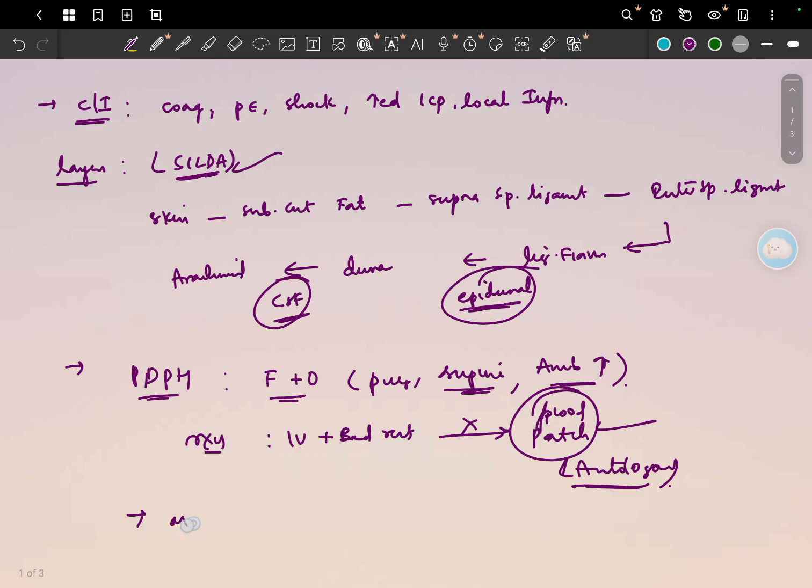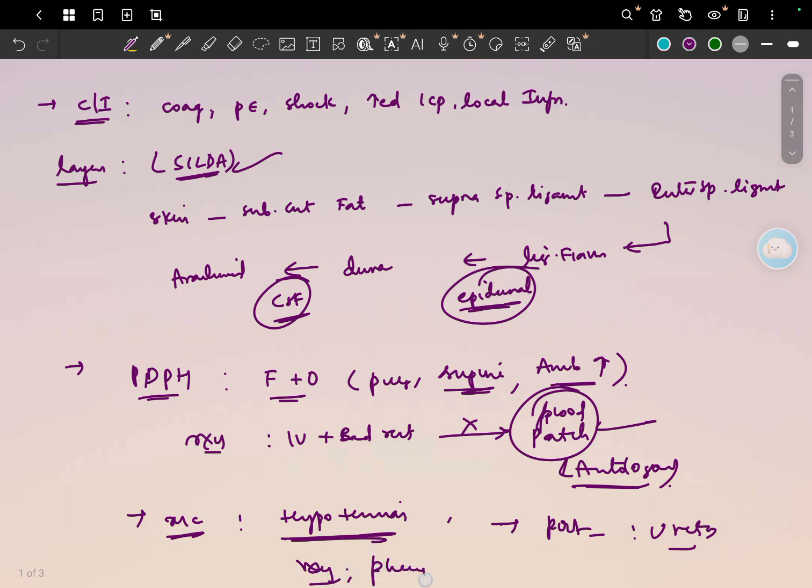Then the most common intraoperative complication is hypotension, and the most common post-op complication will be urinary retention. For hypotension, the treatment will be phenylephrine. This will be the treatment.